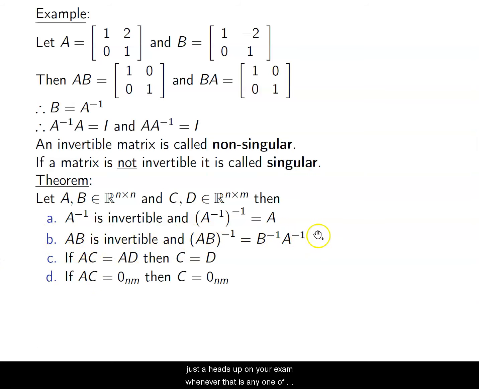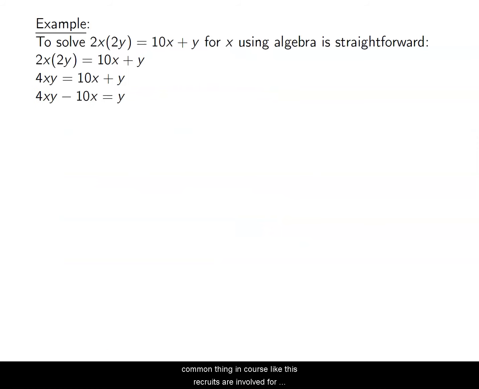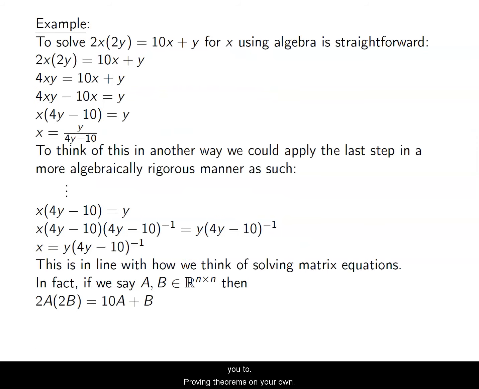Just a heads up, on your exam, whenever that is, I may choose any one of these theorems and say, hey, I want you to prove part A for this theorem, right? Or go to a theorem from way in the beginning and say, prove this theorem. I can say, prove all 4 of these items from this theorem, for example. That's a common thing in a course like this, where proofs are involved. It's for you to prove these theorems on your own.